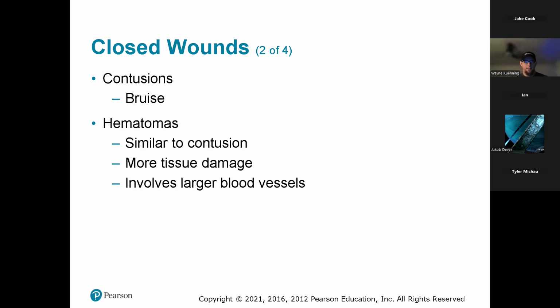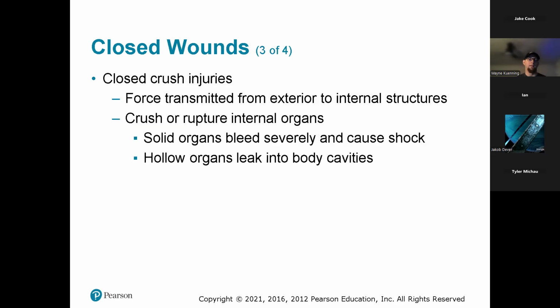Closed wounds typically present with contusions, also called bruises. Hematomas are similar to a contusion, but they accumulate blood under the tissue and cause more tissue damage, because that blood creates pressure not only on the tissue above the hematoma, but also below it. Those usually involve larger blood vessels, so that's going to initiate in either the subcutaneous layer or even down in the muscular layer.